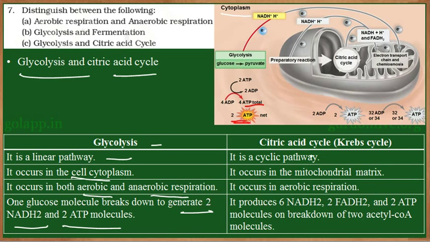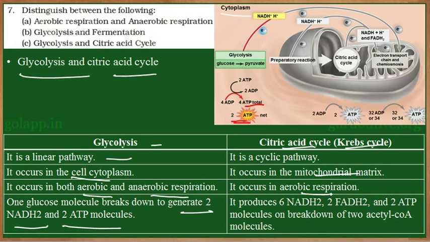Whereas the citric acid cycle, also called the Krebs cycle, is a cyclic pathway. So here you can see the cyclic pathway. It occurs in the matrix of mitochondria. This cycle is seen only in aerobic respiration. In anaerobic respiration, it is not seen.